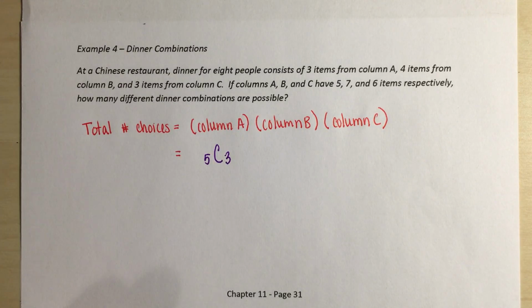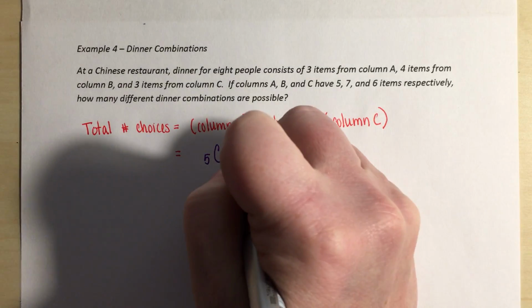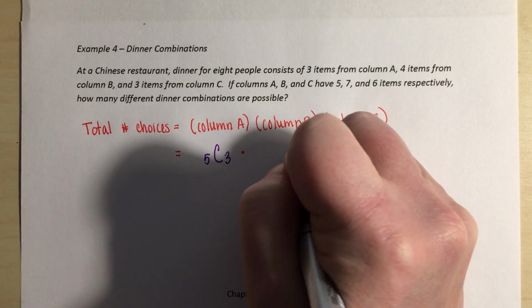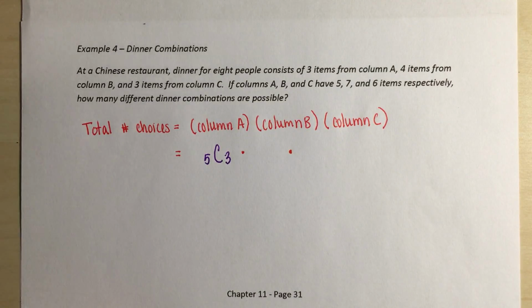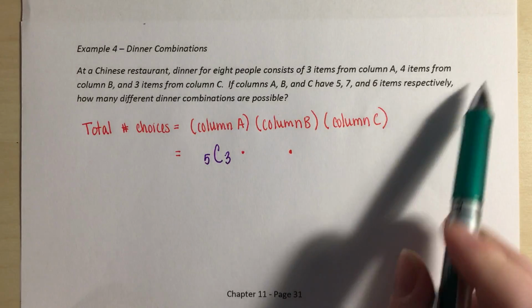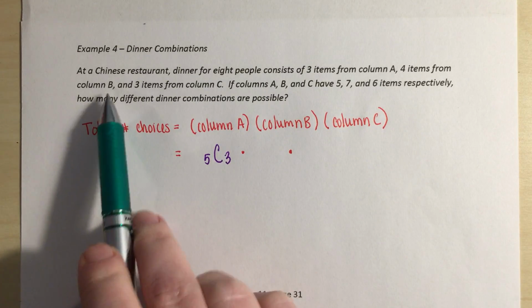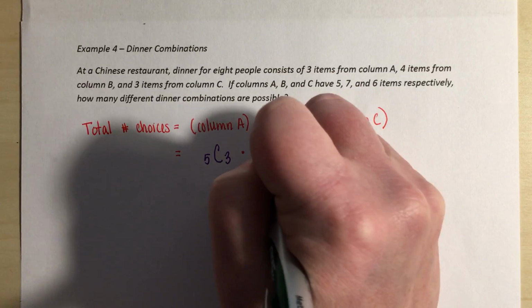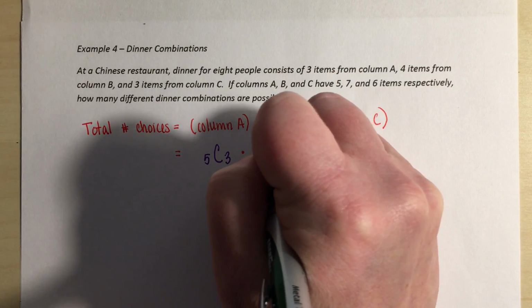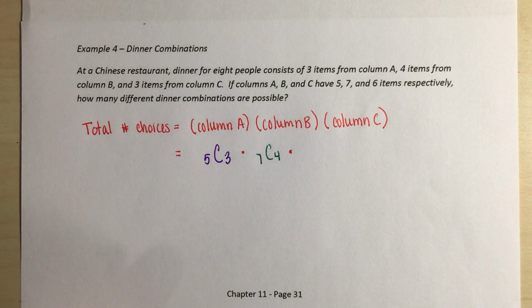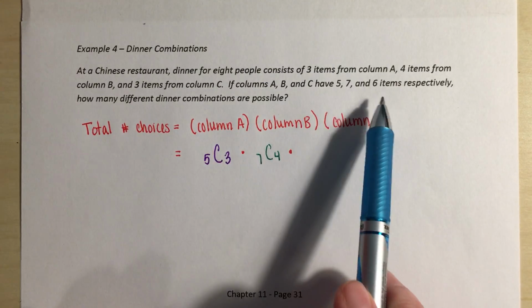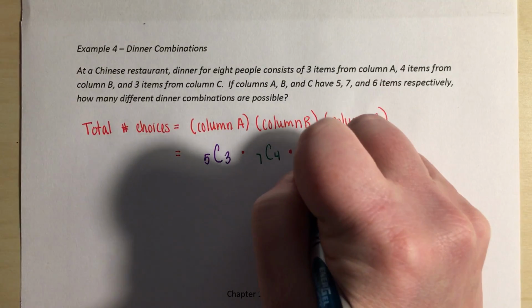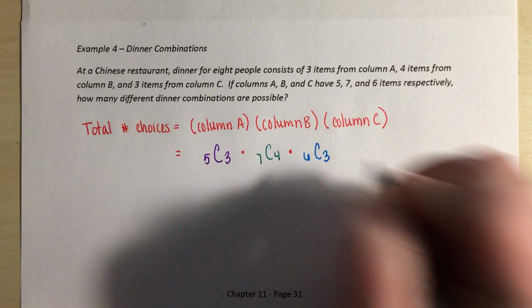Right? Then we're going to multiply this by column B. Right? Column B, we're taking 4 items from column B out of 7 possible. So we're going to have 7C4. And then last but not least, we are going to select 3 items from column C. Column C has 6 items, so we're going to do 6C3.